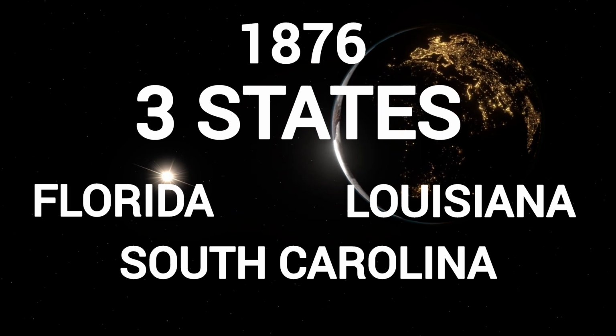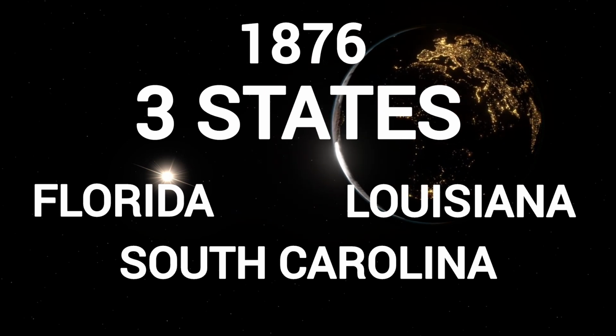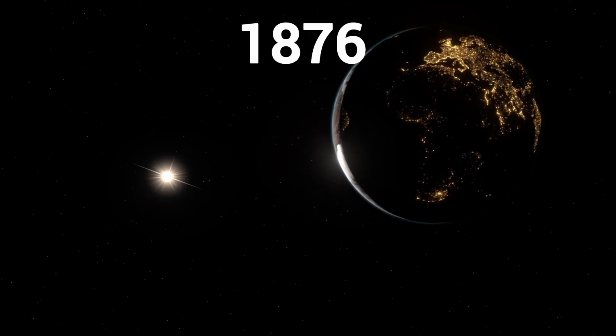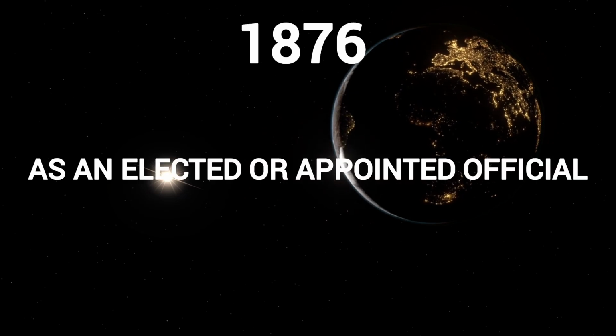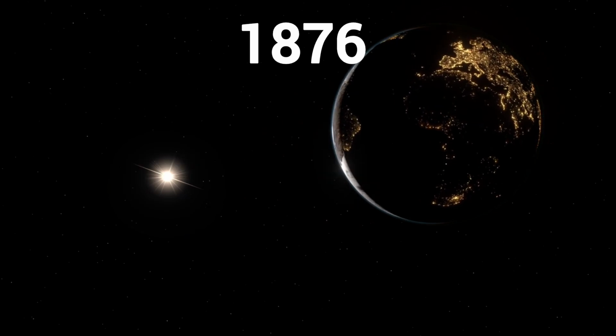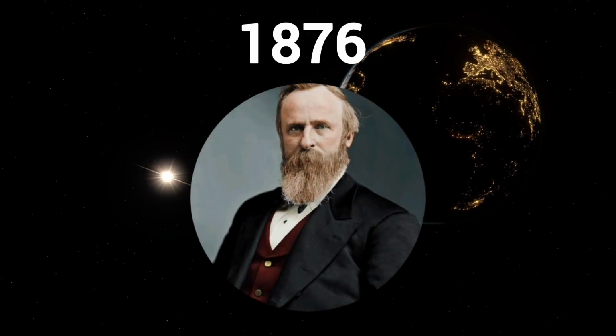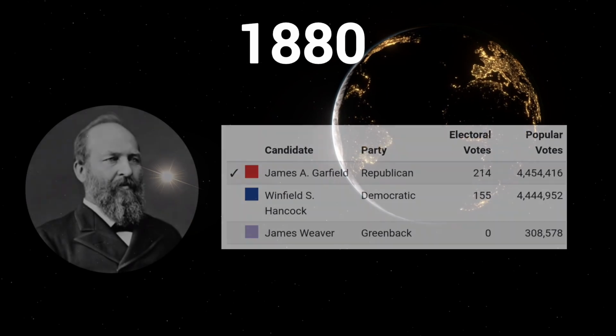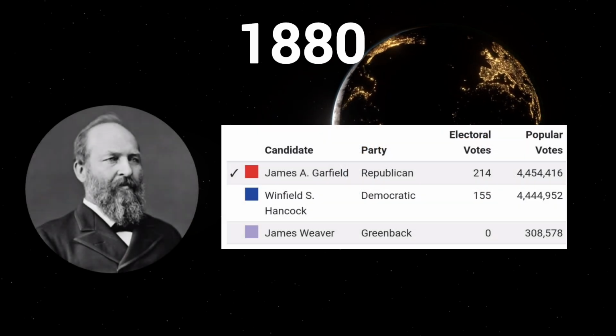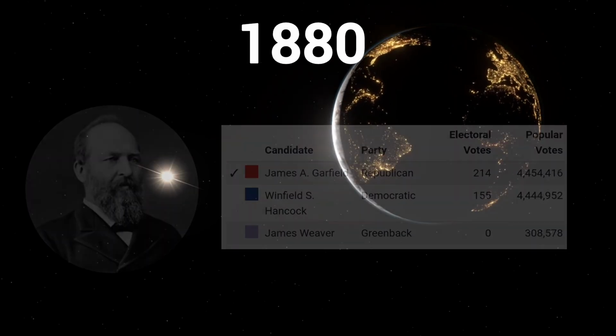Each party reported its candidate had won the state, while in Oregon, one elector was declared illegal as an elected or appointed official and replaced. The 20 disputed electoral votes were ultimately awarded to Hayes after a bitter legal and political battle, giving him the victory. In 1880, James Garfield from the Republican Party took the office with 214 votes.